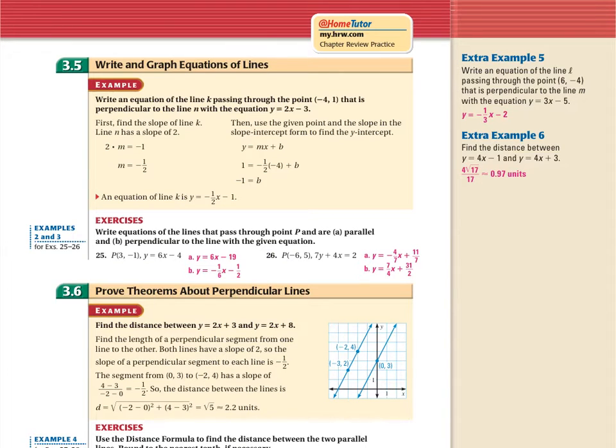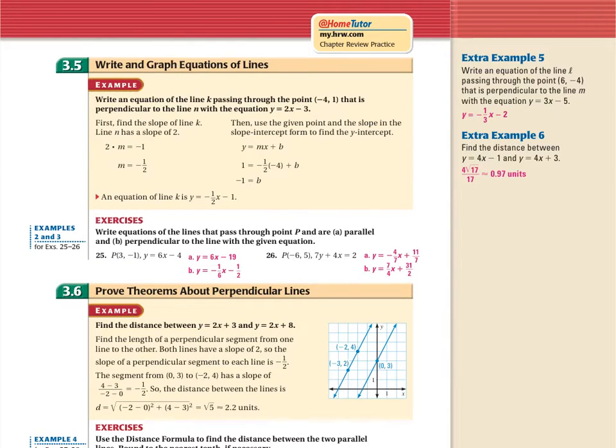Okay, 3.5 was all the algebra review on slopes of lines and equations. So you need to know how to graph an equation. You need to know how to find the equation based on a graph, and you need to know how to find it given information. So for 25, it says write the equations of the lines that pass through the point P and are parallel and perpendicular to the line with the given equation.